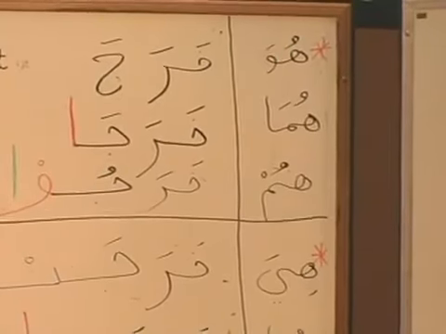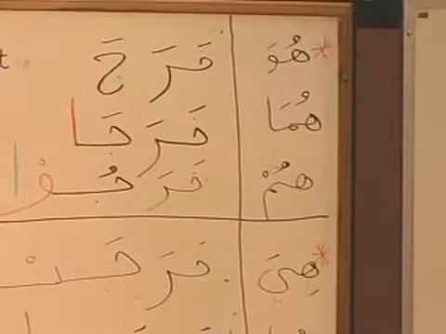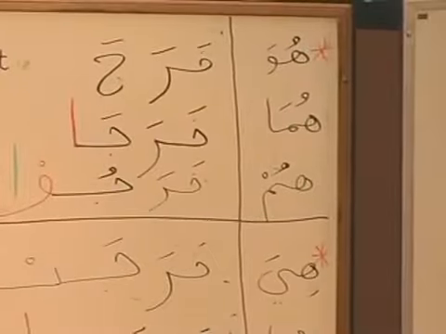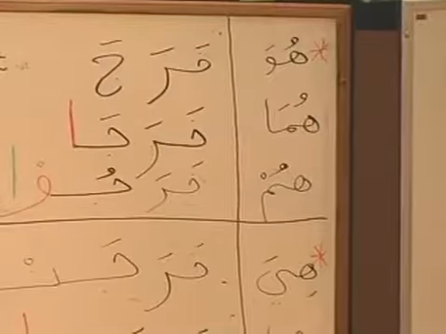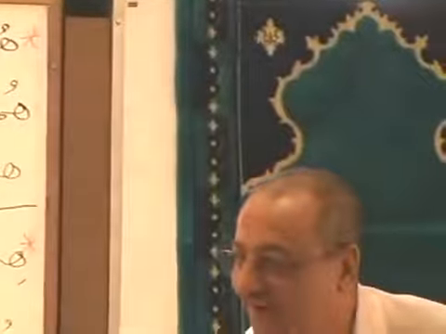Okay. So, dakhala, he entered. Dakhala, two of them entered. Dakhalu, they entered. Dakhalat, she entered. Dakhalata, two of the ladies entered. Are you with me? So that's the way it is. You'll try and do it, and then I'll be asking you many questions.